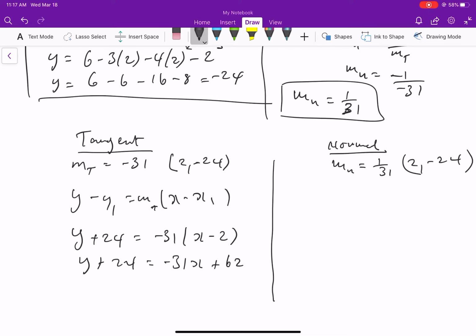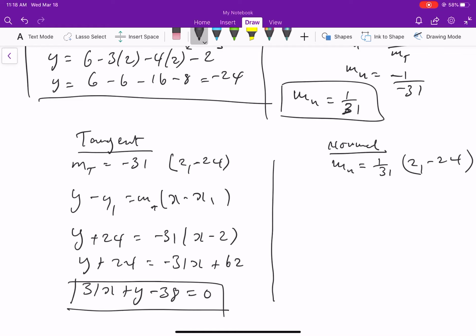Throwing everything over on the left, you get 31x plus y, and I don't know what's 24 minus 62. I can't subtract to save my life. Minus 38. I have to use the calculator. That's the equation of the tangent. I think y'all can double check my algebra there, and my little arithmetic as well.